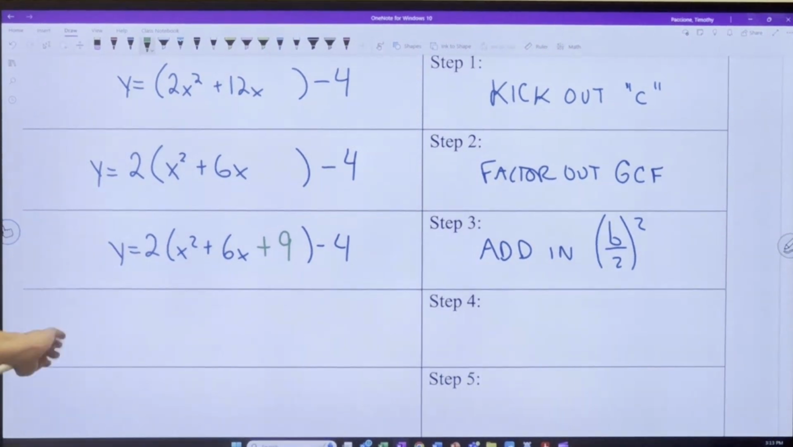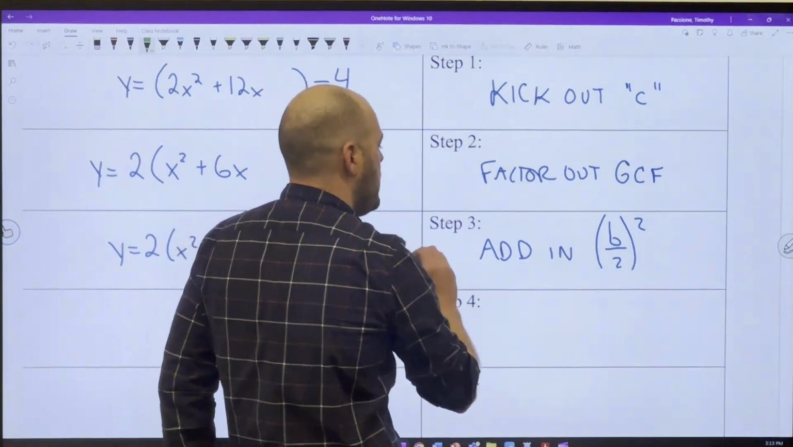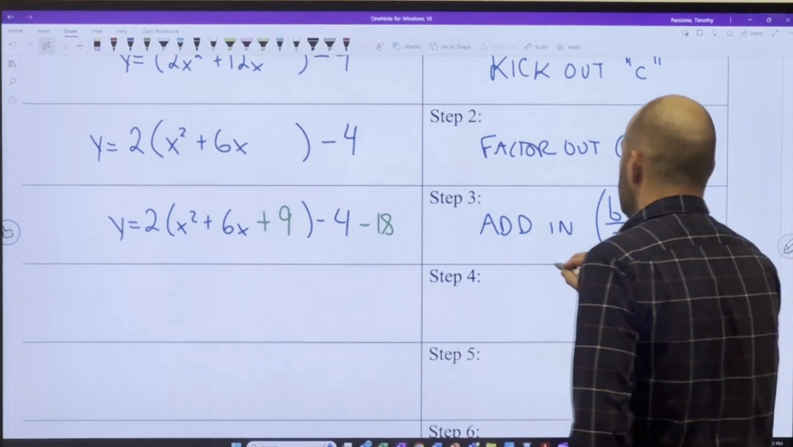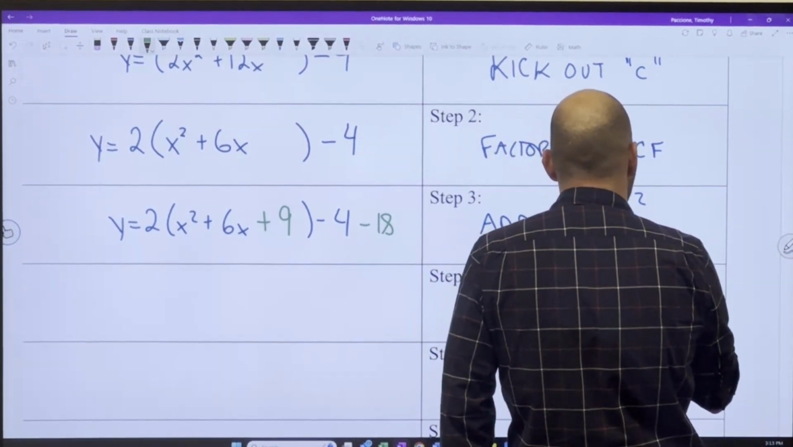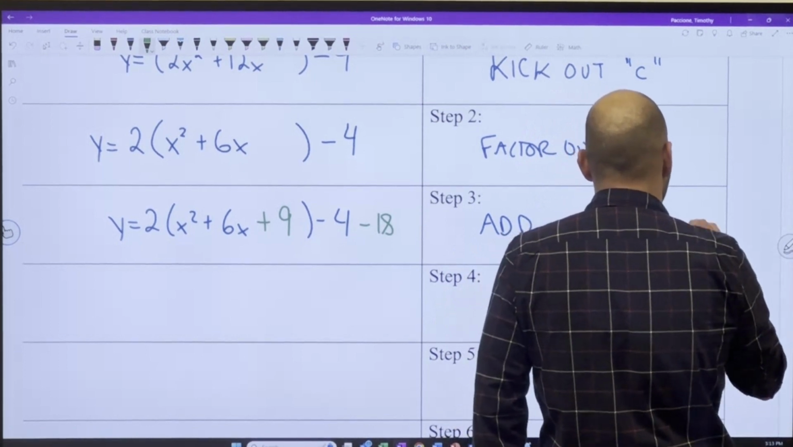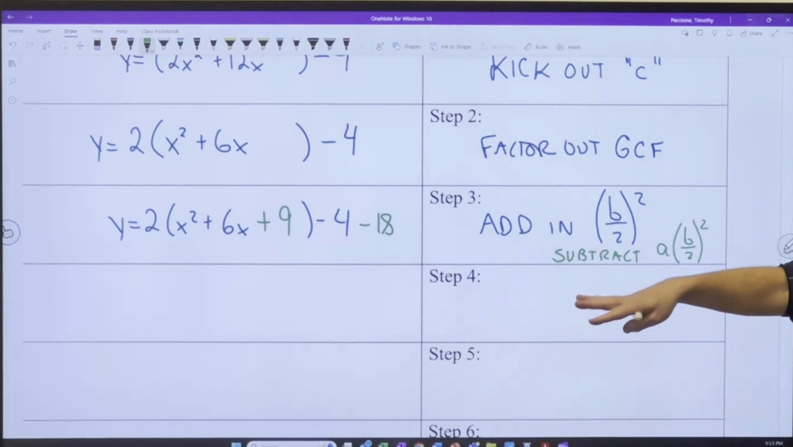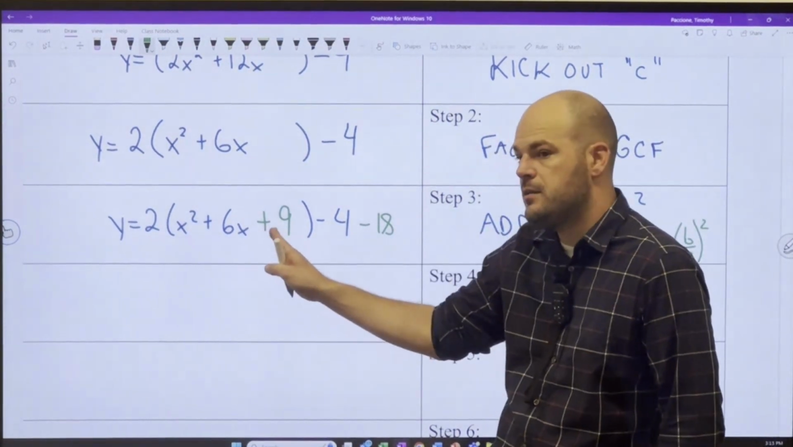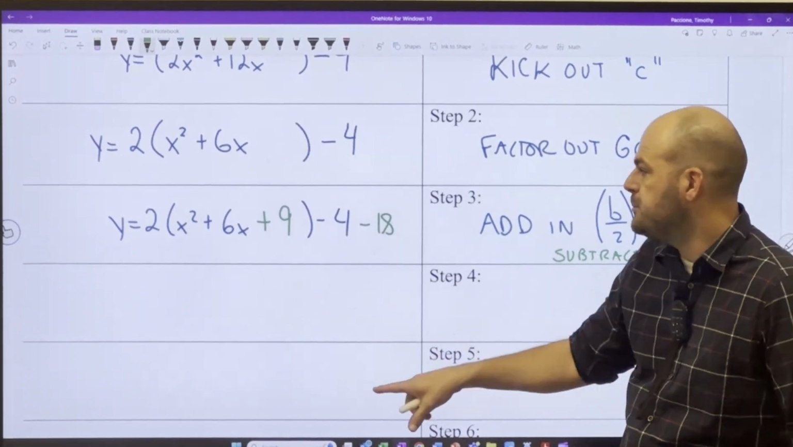That's the value I need to offset. So what should I subtract? 18. And that's the tricky part. So you add in b divided by 2 squared, but you subtract a times b divided by 2 squared. Right? You have to offset the value that you added. You added 18 here, 2 times 9. So you got to subtract 18. Does that make sense? Okay.